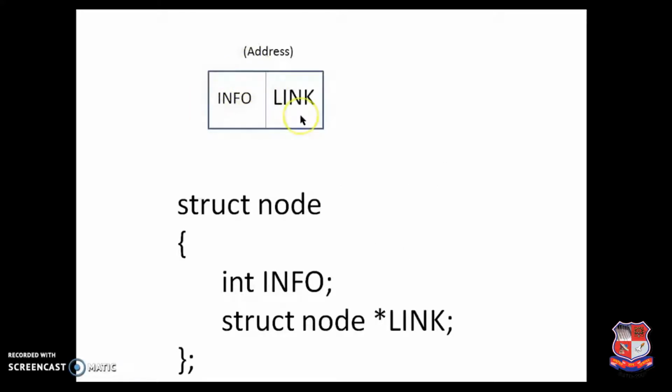namely info and link. As you can see in this representation, this is a node of a linked list which is stored at a particular address in your primary memory. It's your RAM in your computer system, and it has 2 parts. The first part is the info part and the other part is the link part. So info part, that's info field, contains actual data, and link field contains a pointer to the next node.